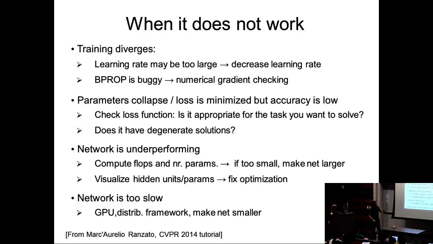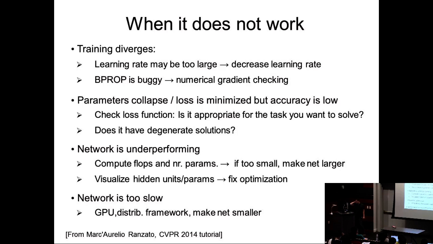Okay, so let's look at when it doesn't work. Let's say you look at your training and your training error diverges, goes up. The first thing to do is check whether your learning rate is too large. Decrease the learning rate and see what happens. Another possibility is that backprop is buggy, which basically means you're not computing your gradients correctly. Do some form of gradient checking using finite differences.